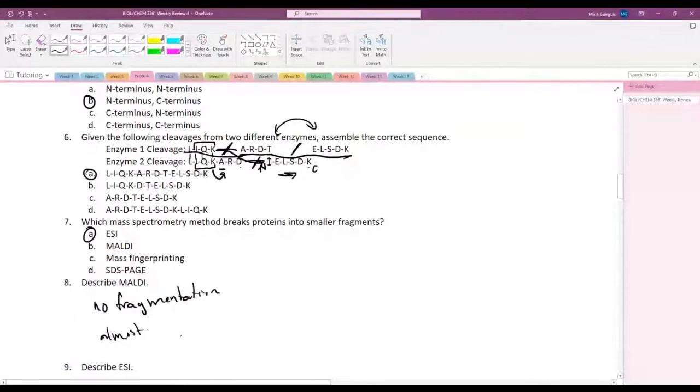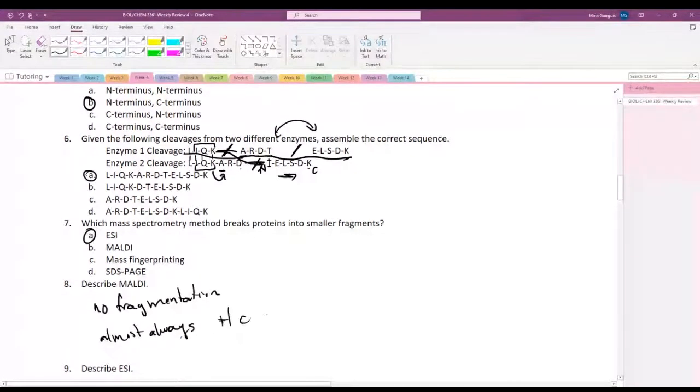Almost always, and the reason I say almost always is because some proteins will take on a charge greater than plus one. Some will be plus two or plus three. And in that case, obviously, it's a little bit different. Almost always plus one charge, but you'll be able to see that.